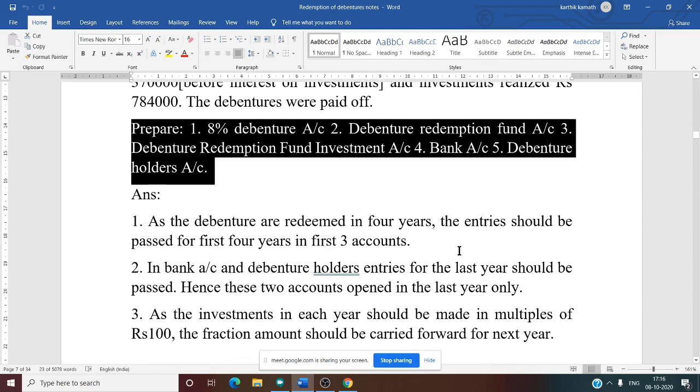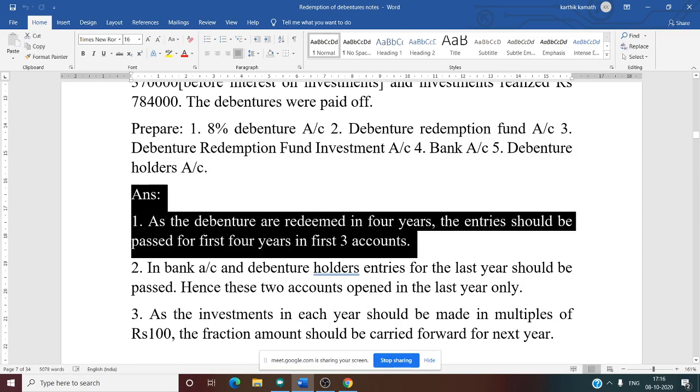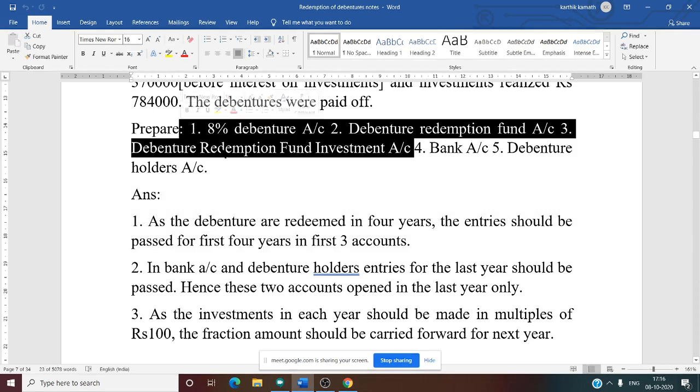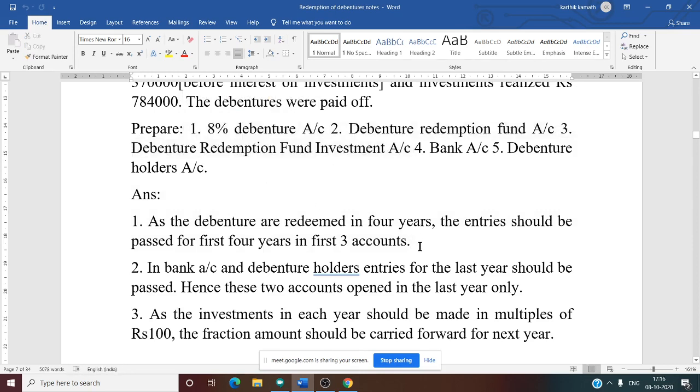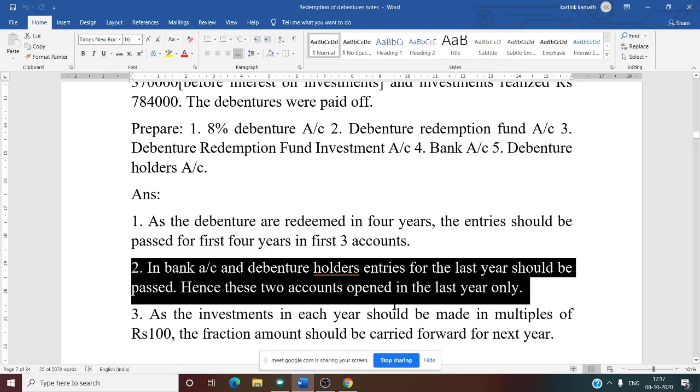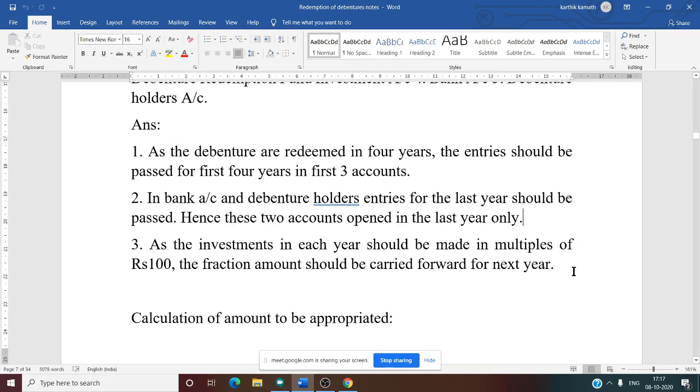Since we have discussed this in the last class, once again we'll see what notes are given. See this answer part. The first 3 accounts you need to prepare for 4 years. Why? The debenture redemption fund and debenture redemption fund investment account you need to prepare for 4 years because a lot of transactions are going on. But the last 2 accounts, bank account and debenture holder account, you need to prepare for the last year only. Why? Because in the bank account only last year information is given, and the debenture holders' amount gets due only during the last year and payment is made only during the last year. That is why for the last 2 accounts, only last year entries.